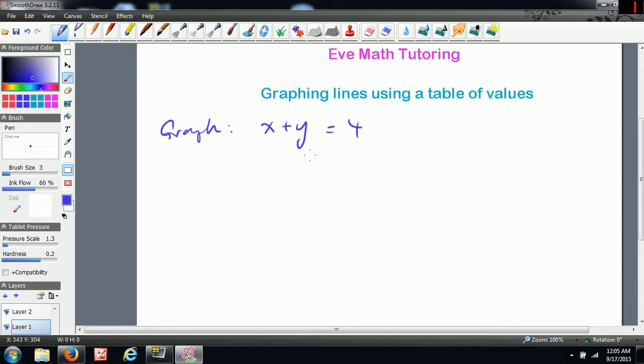So what you want to do is put it in the form y equals, and then I like to bring this over, it becomes negative. So I like to put it into this form. Then once you do that, what you're going to do is put an x and a y.